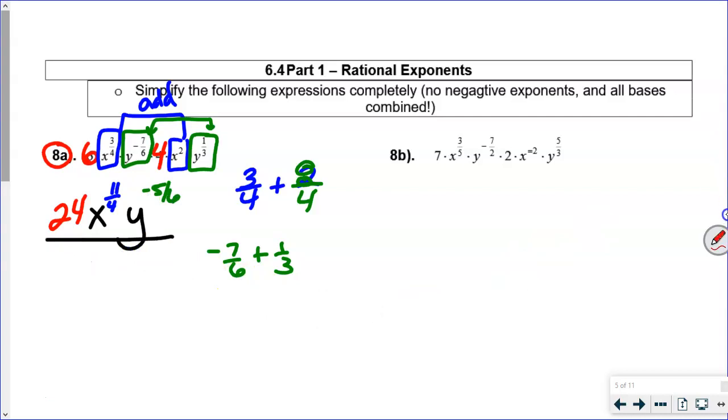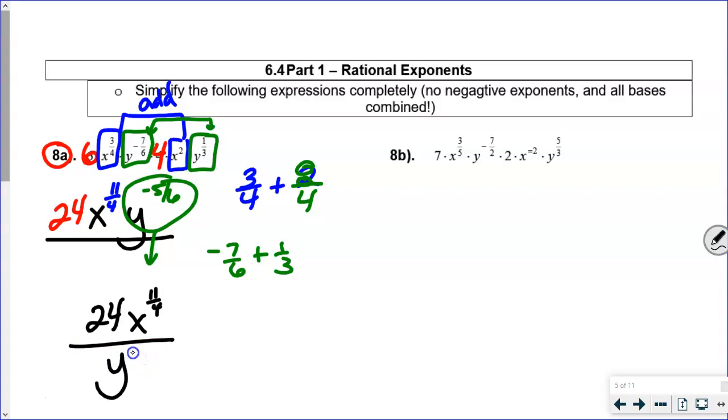So he's referring to the negative term. He says, please move it to the bottom. Will do. Everything else can stay up top. So 24 x to the 11/4 over, and now that you've moved the y, what else changes? It's now a positive 5/6 power. Very good. Nice job. All right, I'll leave 8b for you guys to try on your own. That's a good one.